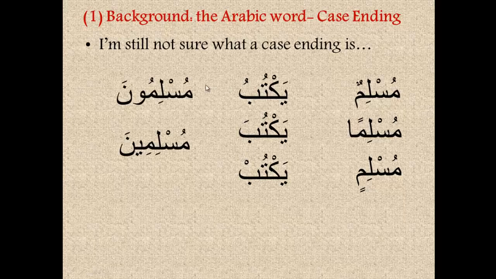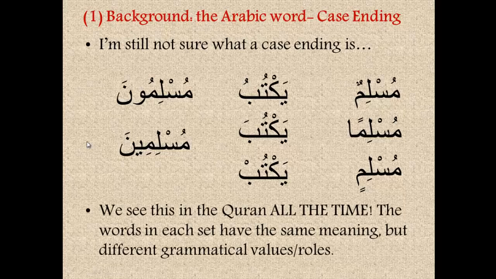And lastly, we have the words muslimuna and muslimina. Both words mean Muslims, but the first version has a waw, and the second one has a ya. Okay, what's going on here? We see this in the Quran all the time. The words in each set have the same meaning, but each word has a different grammatical value and role, and that's what the case ending tells us.